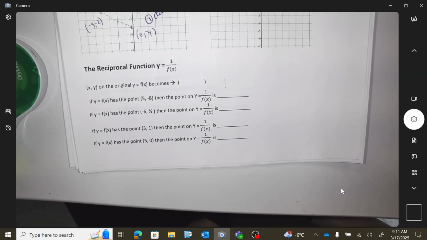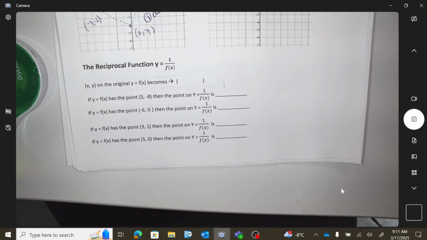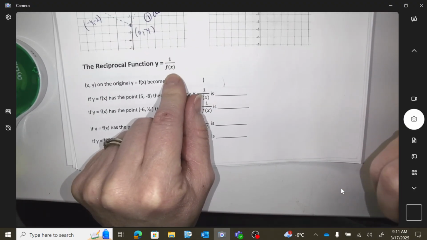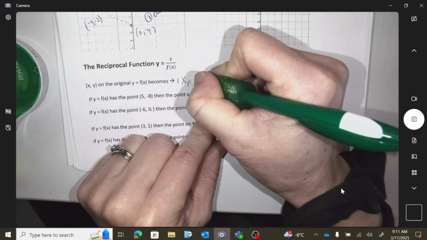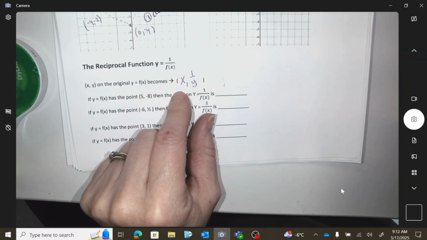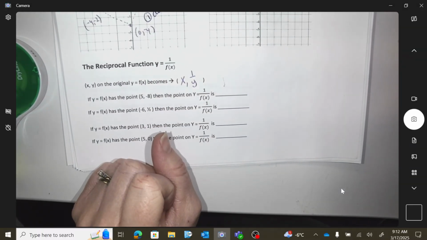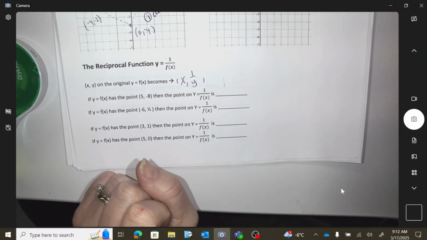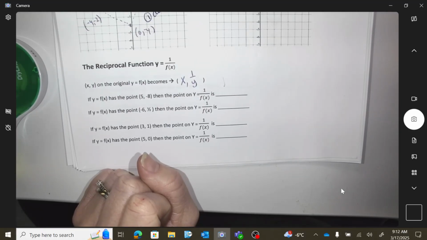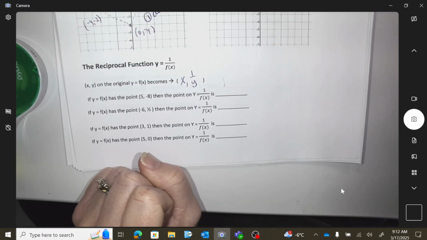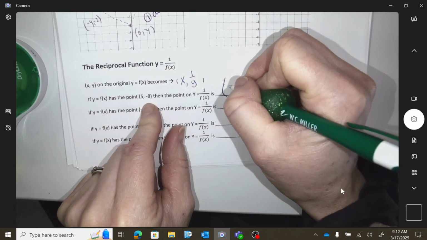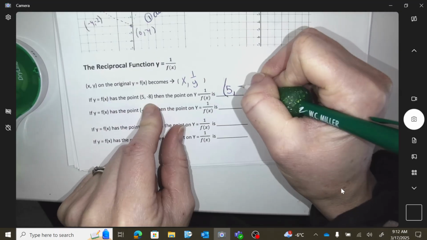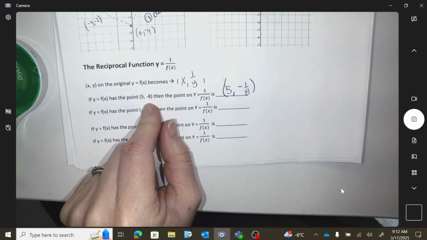So this is something you've learned in grade 11 a little bit, and it's called the reciprocal function. So 1 over f of x, and again f of x is y, so your coordinate is going to become x comma 1 over y. So the coordinate 5, negative 8 is going to become 5 comma negative 1/8.